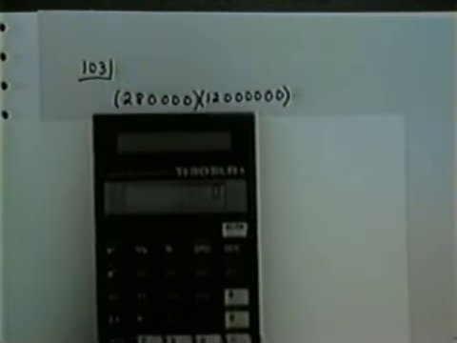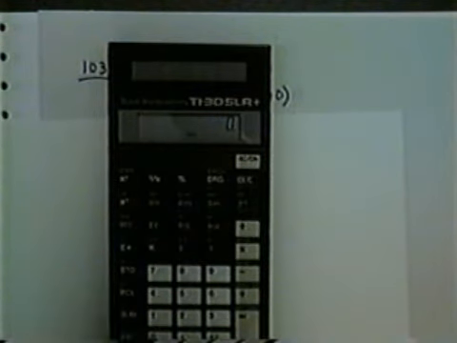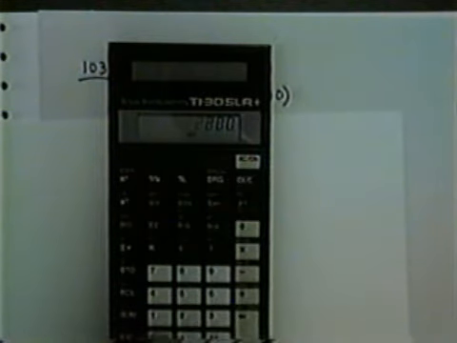Let's start by looking at an example. We have 280,000 times 12 million. Let's try to do that example on our calculators, assuming it still works. So let's take the calculator and multiply the first number. So it'd be 28 with 4 zeros, 280,000, times the 12 million, and 6 zeros: 1, 2, 3, 4, 5, 6, and hit equals.